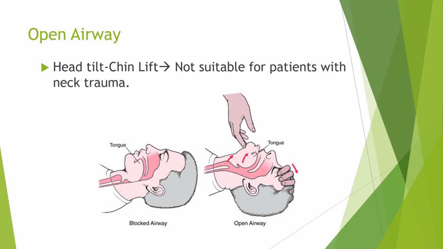Usually when airway obstruction develops, sometimes it's caused by the tongue dropping back. If you do the head tilt and chin lift, it will open the airway and keep the tongue from dropping back. But because you can see that the cervical spine is moved a lot during this maneuver, it's not suitable for patients with neck trauma. And for patients with trauma, what can we do? We will talk about it in the next slide.